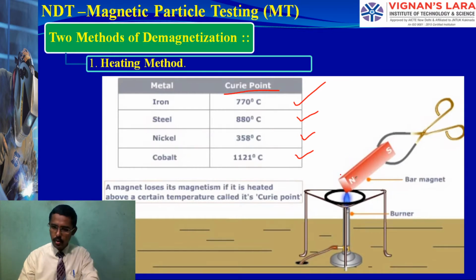So we are going to heat in such a way. This is a pictorial representation to remember how we are understanding this heating method. When we are heating up to this point, it is going to lose its magnetism. Therefore, the residual magnetic fields are removed. That is what we need.